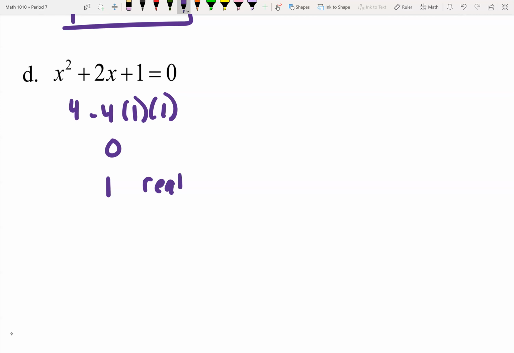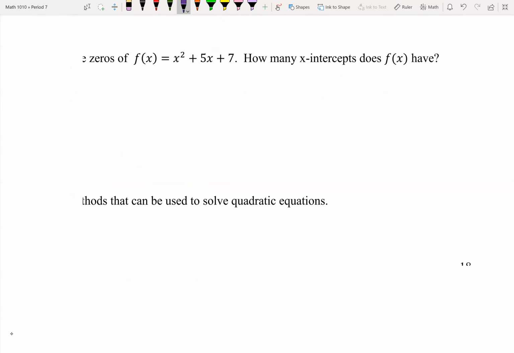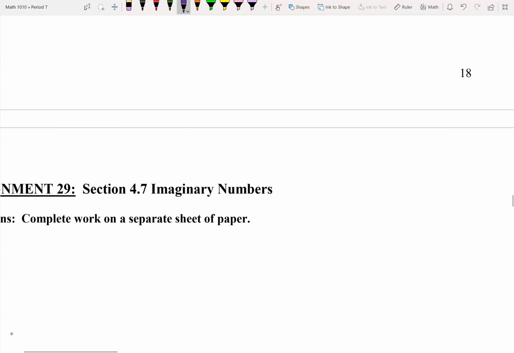1 real. You don't even need to memorize those things. You just have to think about it. I can do this with thinking. Way better than memorizing. Okay, these 2 and then we're done.